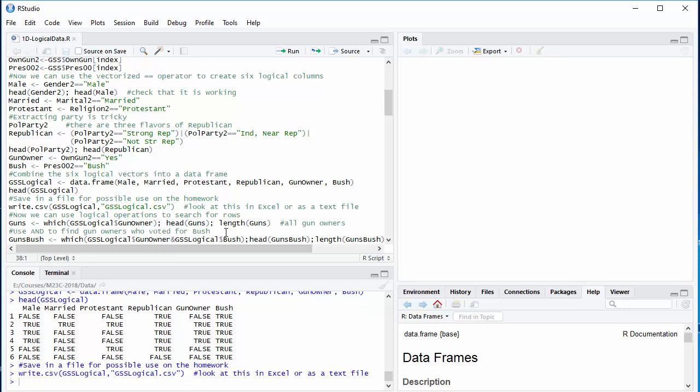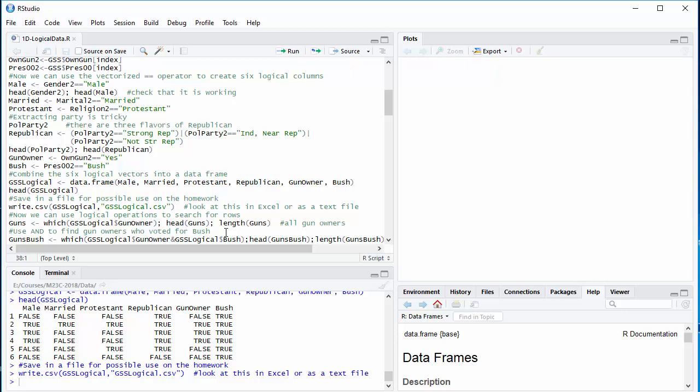I might want to write a homework problem based on it. And as I said before, you can always inspect these CSV files in Microsoft Excel or other database program or spreadsheet program, or you can just look at it as a text file.